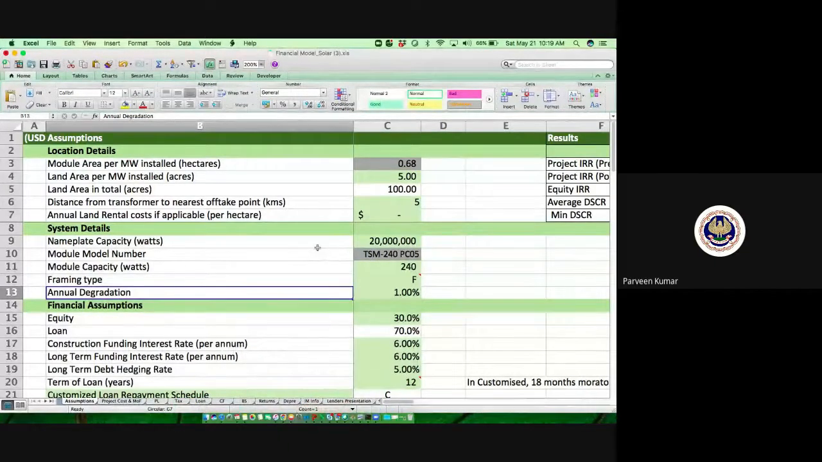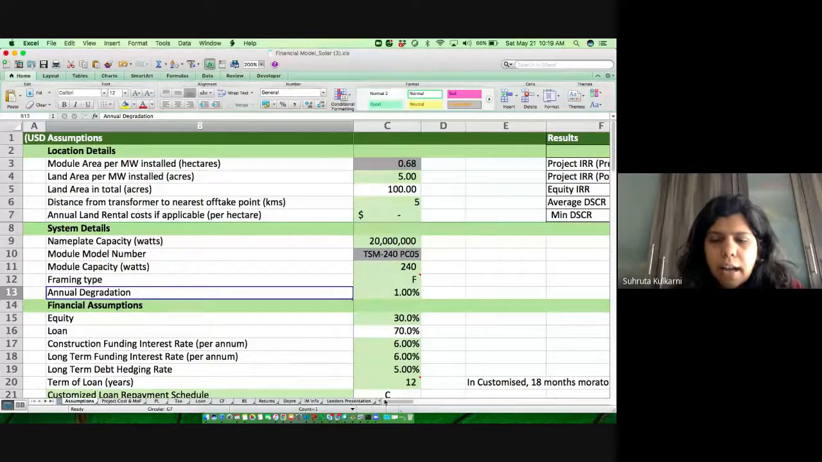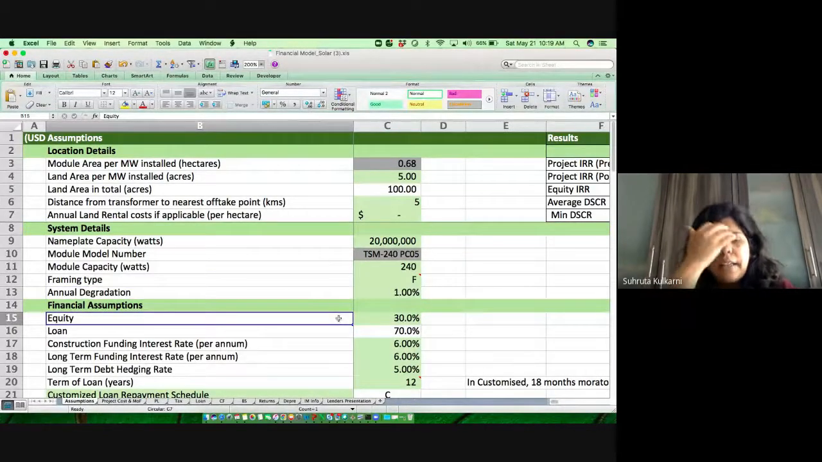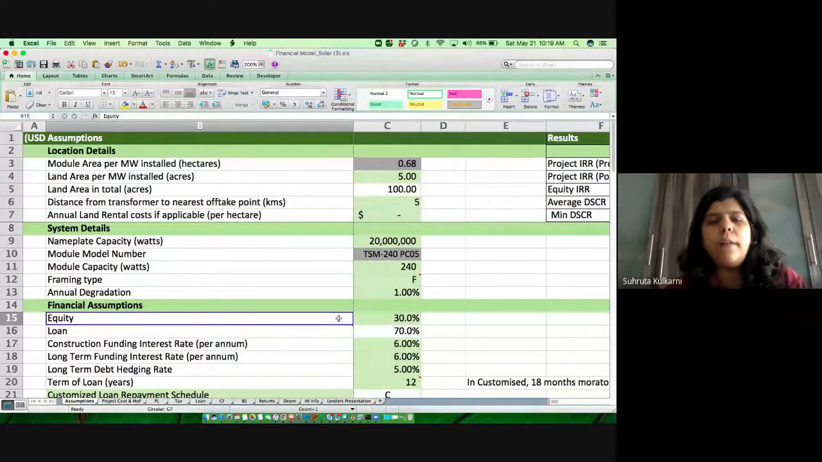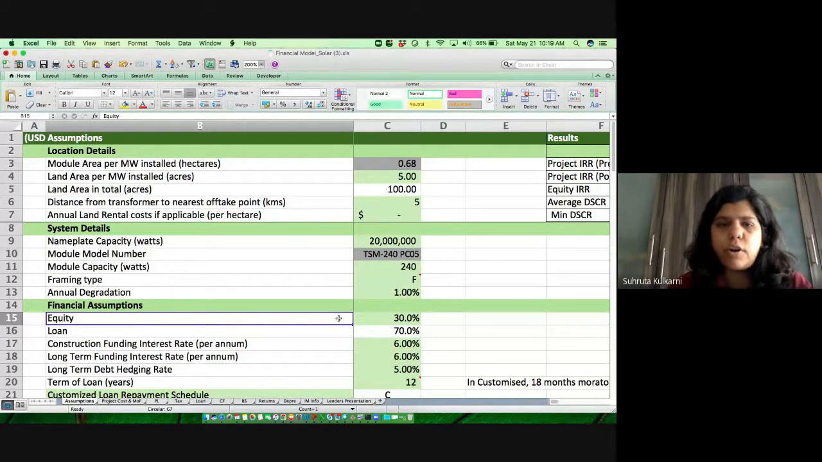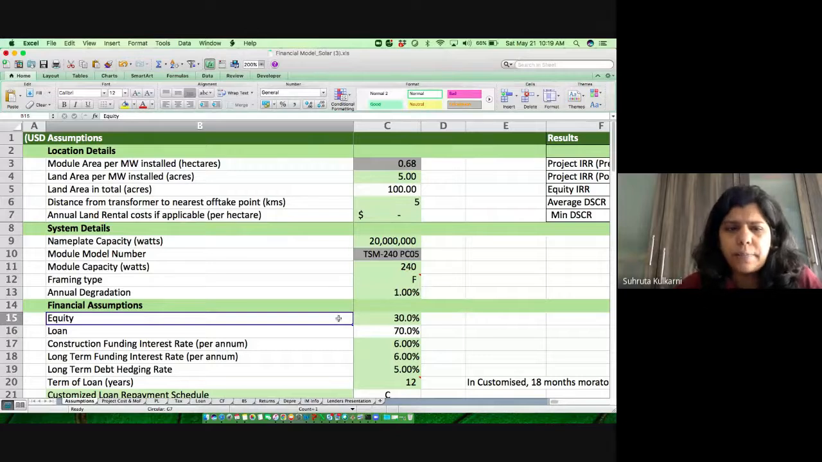Yes, ma'am, visible. Great. So as I said, this session is more hands-on on the modeling part. Let me give a little bit of background on this financial model. This financial model has been built to raise funds for a solar power project. The funds could be raised from equity investors, and the funds could be raised from debt investors, so banks basically, who will lend to this project.